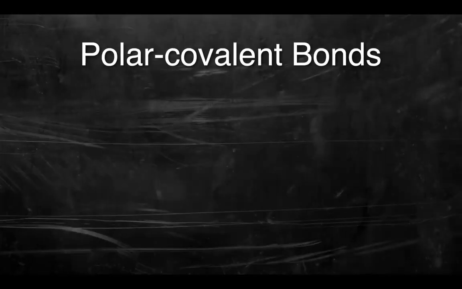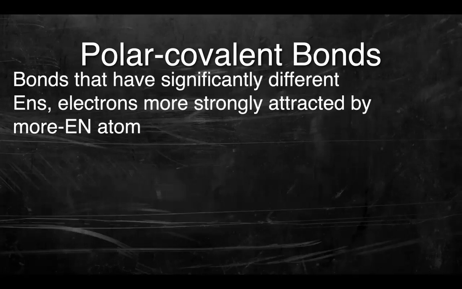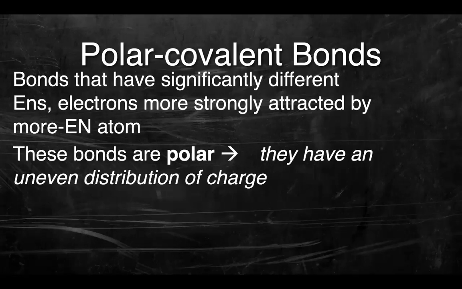So then the next category up, we look at polar covalent bonds, bonds that have significantly different electronegativities. The electrons are going to be more strongly attracted to the more electronegative atom, which is going to be the atom that is closer to fluorine on the periodic table. These bonds are called polar. They're called polar because they have an uneven distribution of charge, and they have an uneven distribution of charge because electrons are not shared equally.